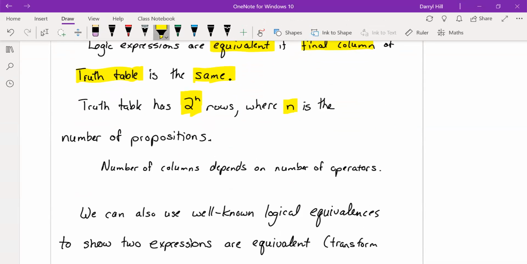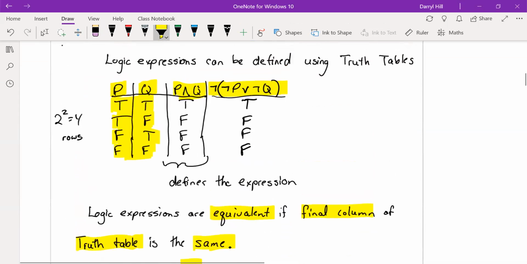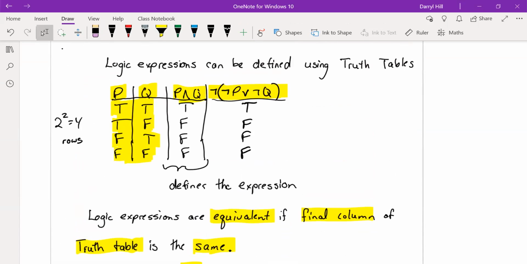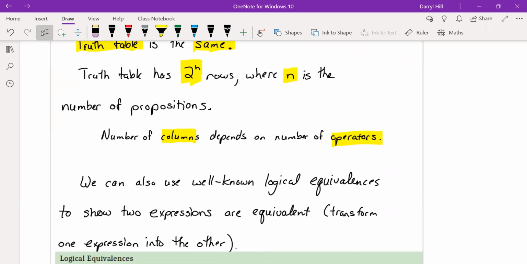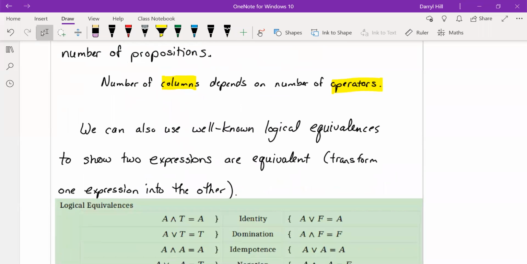The number of columns depends on the number of operators, right? So if you're asked a question like that, don't skip any columns. Every negation gets its own column, et cetera. These we've gone over on the assignments, or you had to do them on the assignments. So hopefully, just don't skip any steps, and you'll get the number of columns.